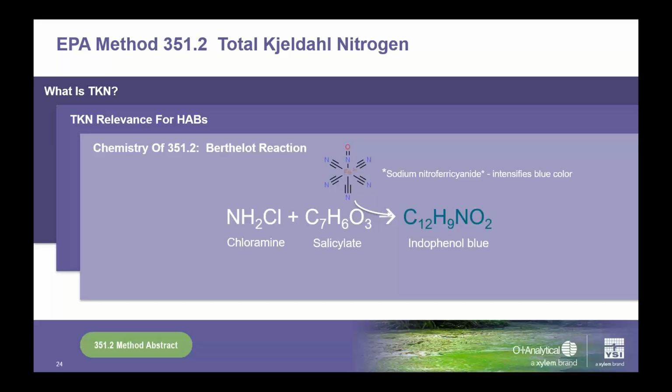Now, this reaction is pretty convenient to do in the lab. Most ammonia methods use a phenolate, and the most popular TKN methods use the salicylate, which is pretty cheap, pretty easy to get, and this is pretty easy to perform in the lab.